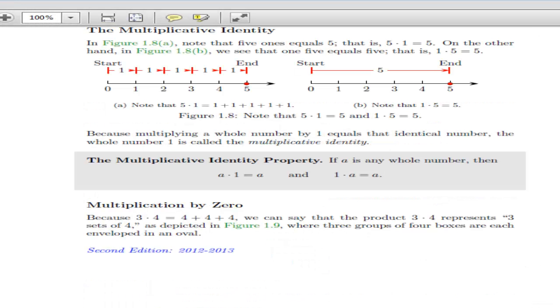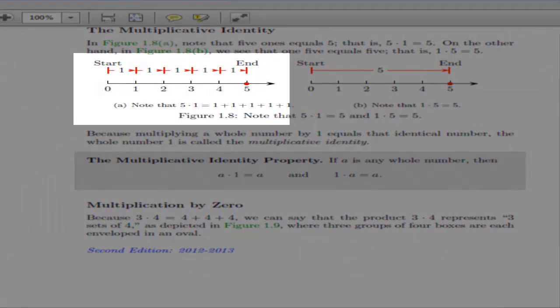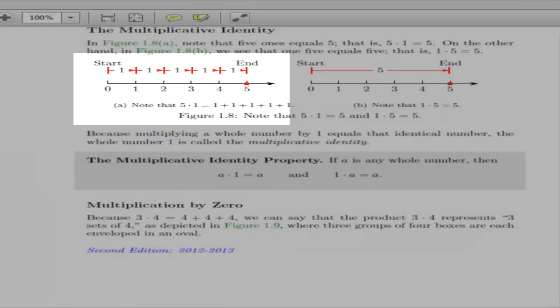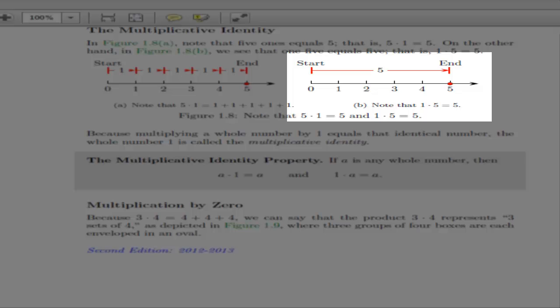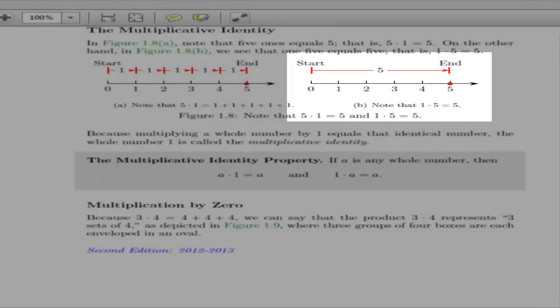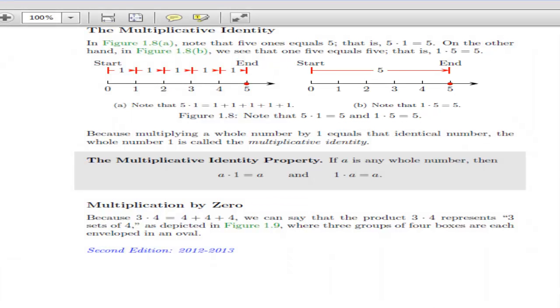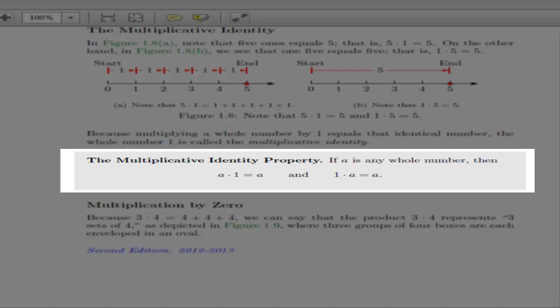The multiplicative identity. In Figure 1.8a, note that 5 ones equals 5. That is, 5 times 1 equals 5. On the other hand, in Figure 1.8b, we see that 1 fives equals 5. That is, 1 times 5 equals 5. Because multiplying a whole number by 1 equals that identical number, the whole number 1 is called the multiplicative identity. The multiplicative identity property. If a is any whole number, then a times 1 equals a, and 1 times a equals a.